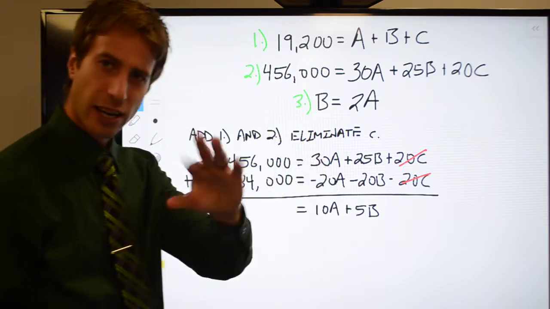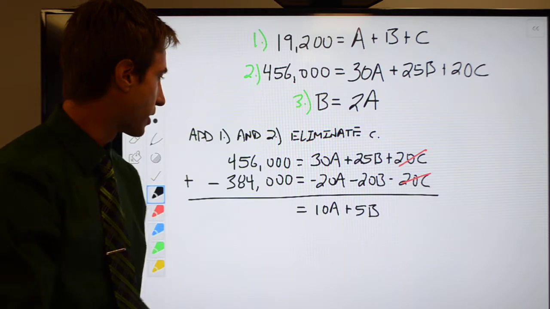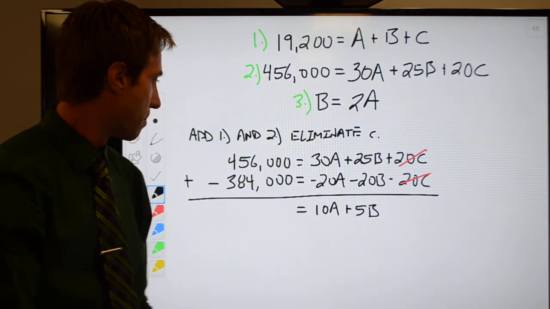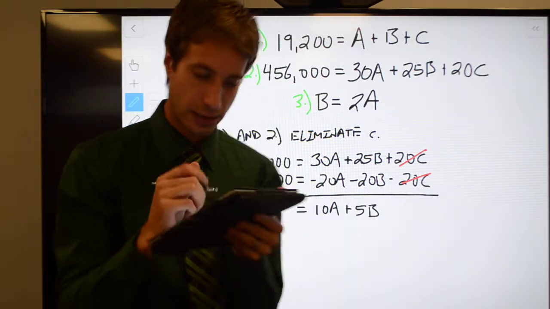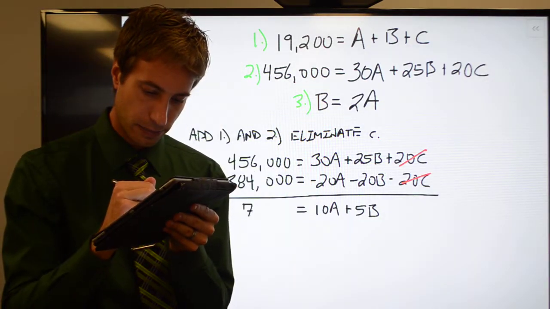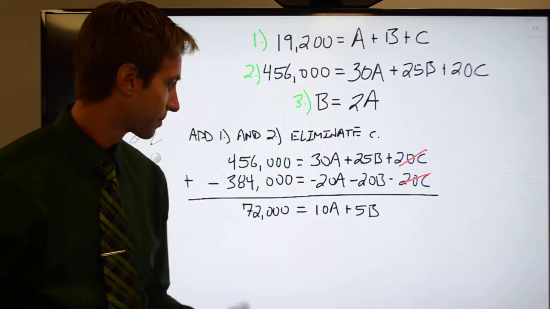And then a quick calculator. Punch it out on your calculator. Plug and chug. Don't fat finger something. 456,000 minus 384,000. I get 72, right? Yeah, 72,000. That's what I get. Make sure you get what I get. If you get something different, let me know.